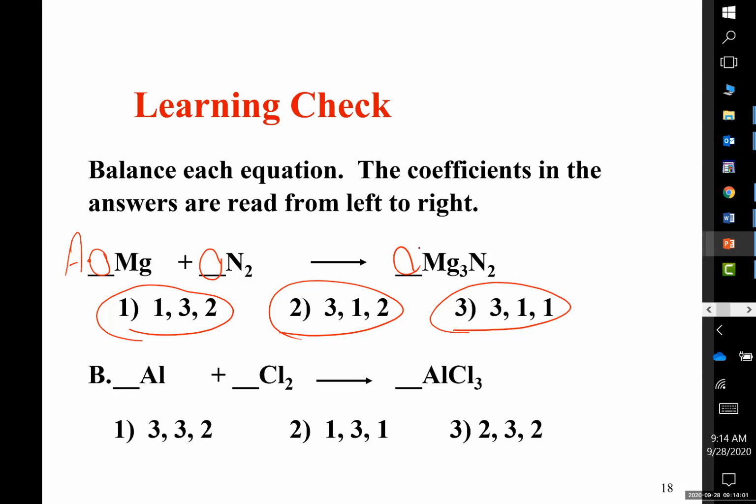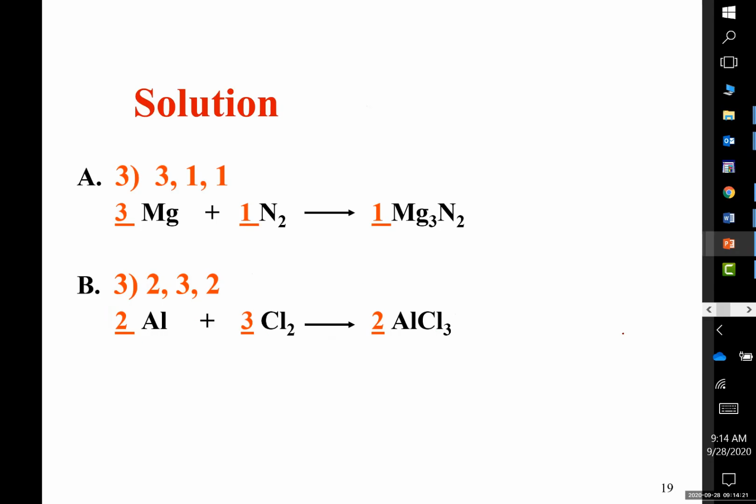Wow, 4 hands up. Beautiful. I love it, guys. Thank you. Wow, you are amazingly smart people. So guys, does this make sense to you? 3 magnesiums on the left, 3 magnesiums on the right, 2 nitrogens on the left, 2 nitrogens on the right. So this is a balanced equation.